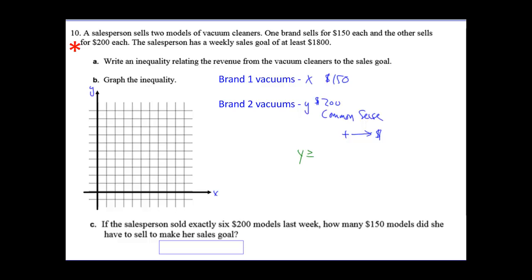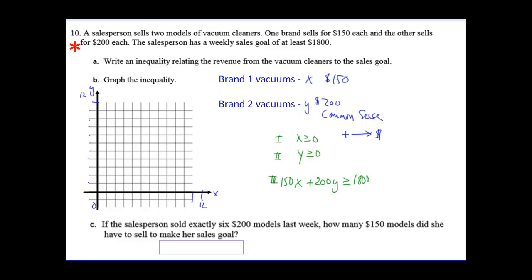Okay. So common sense, we're just going to put down here is x and y has to be greater than or equal to 0. Now they could be 0, but if one's 0, then the other one's going to end up being a lot of money too. So we have that. And then there's one more equation that says if one brand sells for $150 each, well, if we take $150 times the amount of vacuums we sell and add that to the $200 times the amount of the other vacuum, we need it to be greater than or equal to $1,800. And there's our 3 equations.